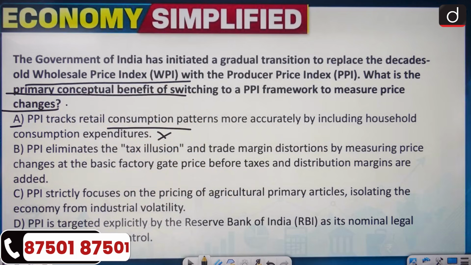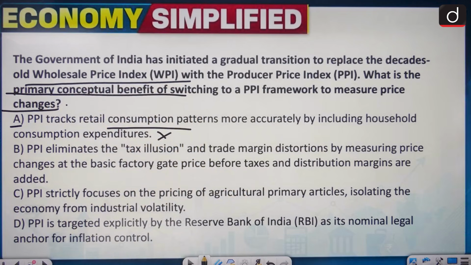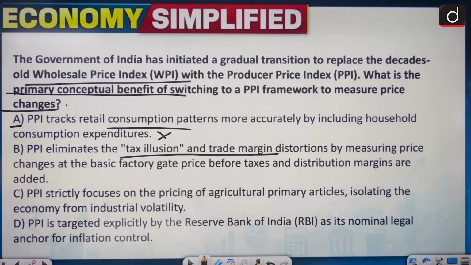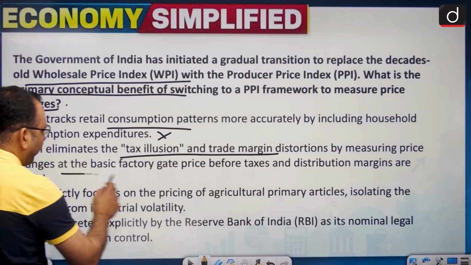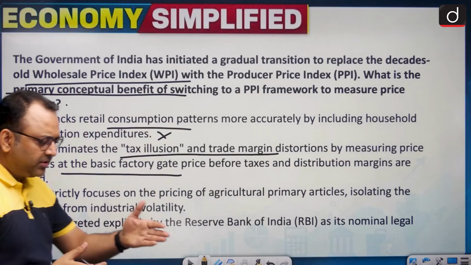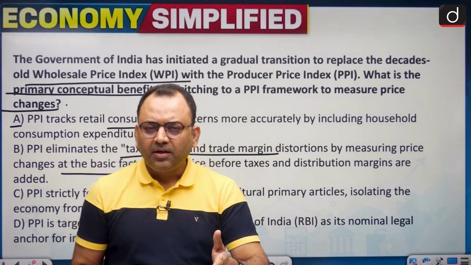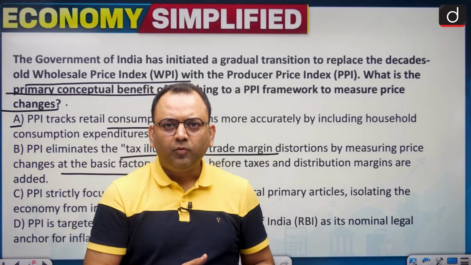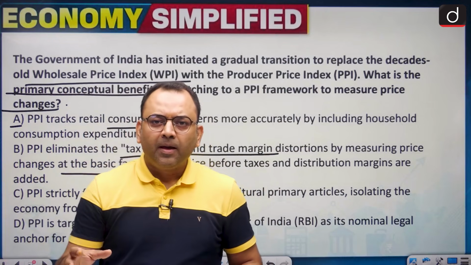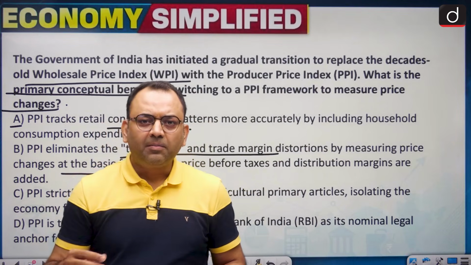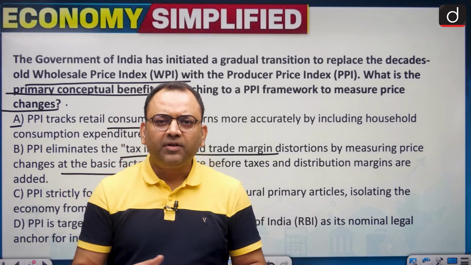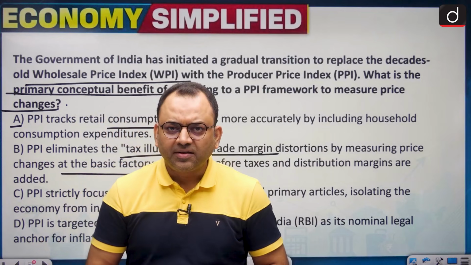Second statement is PPI eliminates the tax illusion and trade margin distortions by measuring the price changes at the basic factory gate before taxes and distribution margins. You see, when the goods leave the factory, as I said a few minutes ago, the goods reach multiple dealers, right? They charge their margins, they add taxes, they have transport costs.